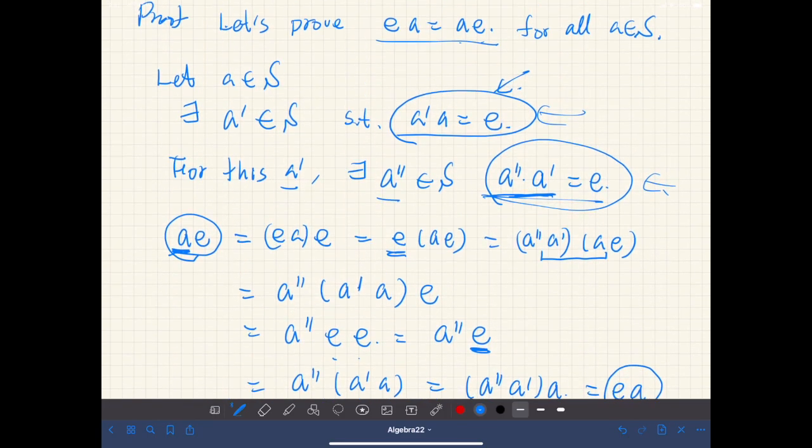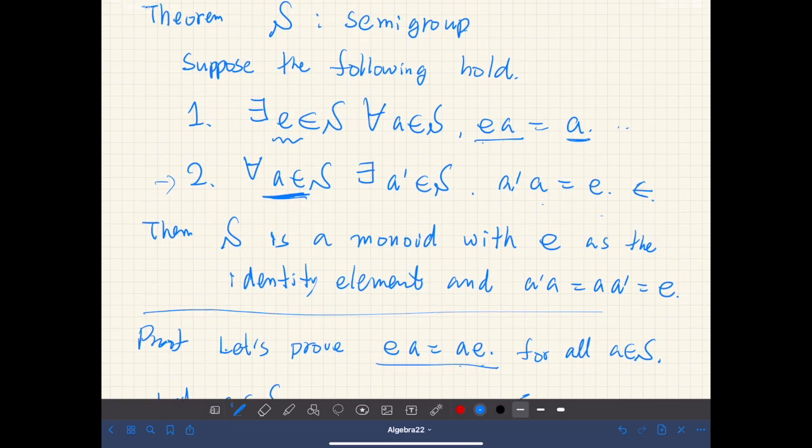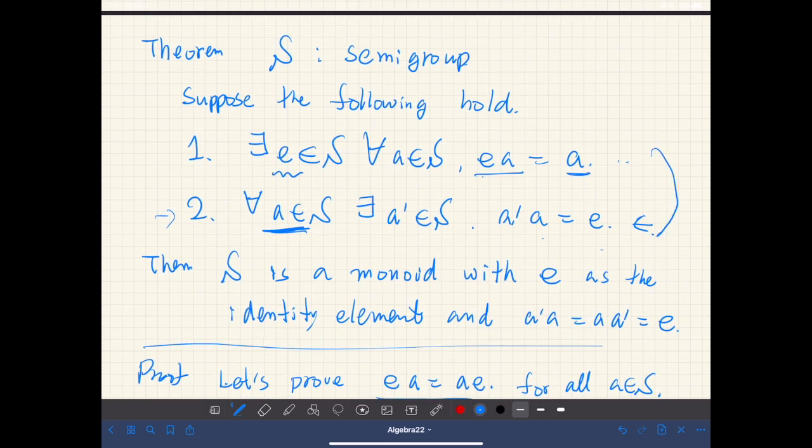One thing to note about this theorem is that in these conditions, E and A prime act from the left, okay? Both from the left. And we can have a very similar theorem if we assume that E and A prime both act from the right. But we do not have the same result if one of them acts from the left and the other acts from the right. Okay, in that case, this theorem doesn't hold. So be careful.